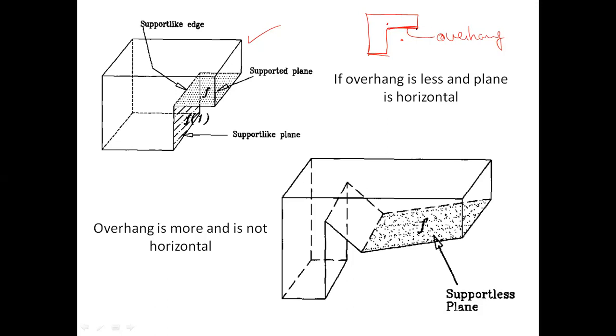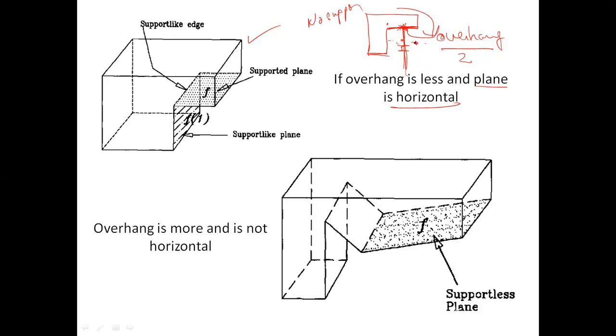Once you find out this value, you again check whether this I lies inside or outside this critical value, the amount of overhang by 2. You find out that value, you draw a perpendicular line, and then you check for this value of I. If I, or the instantaneous center, lies within, then again the overhang is more, but the plane is horizontal, so no support needed because it will not topple.